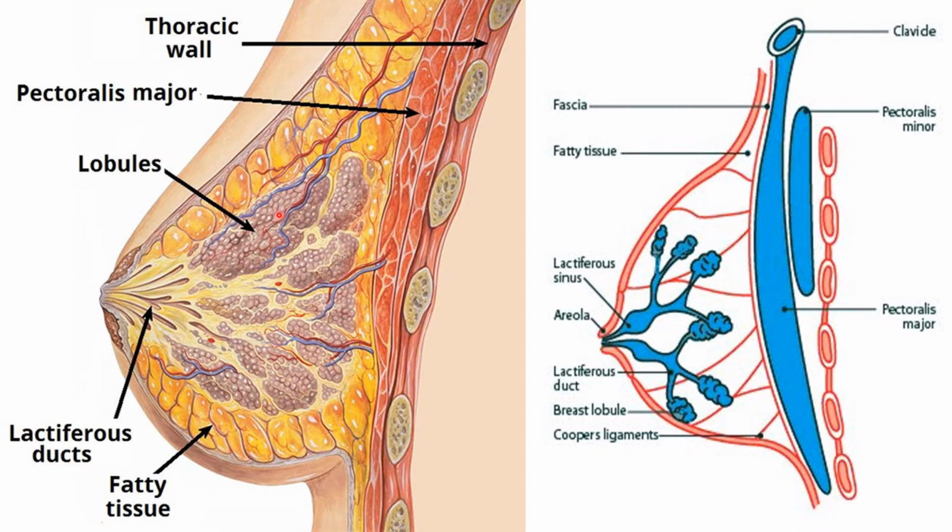Here you can see the fatty tissue of the connective tissue stroma. We have seen the supporting structure has fatty tissue and Cooper ligaments. Here you can see the fatty tissue surrounding the breast matter, or surrounding the lobule, or in between the lobules. And in this image you can see the fibrous component of connective tissue, that is the Cooper ligaments.